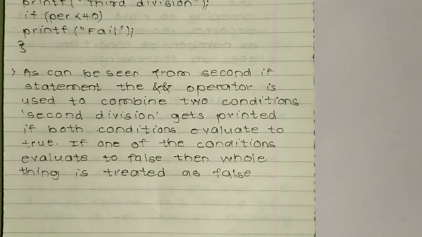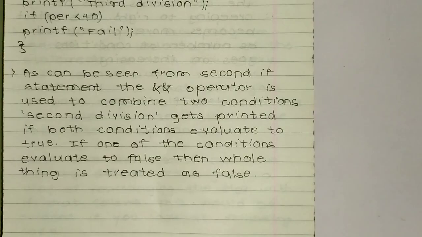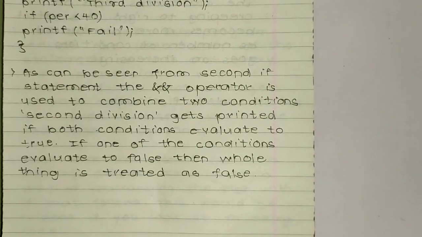As can be seen from the second if statement, the and operator is used to combine two conditions. Second division gets printed if both conditions evaluate to true. That is, the percentage is between 50 and 60. So it used the and operator to combine two conditions, and thus second division got printed if both conditions evaluate to true.